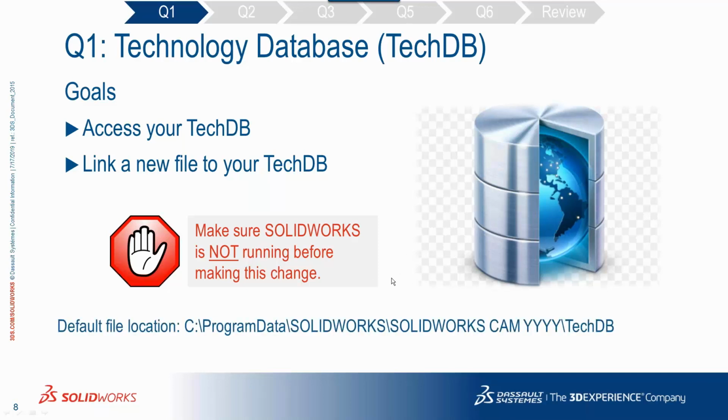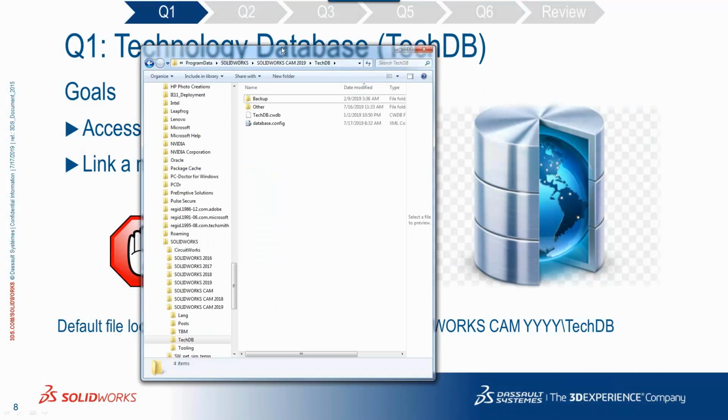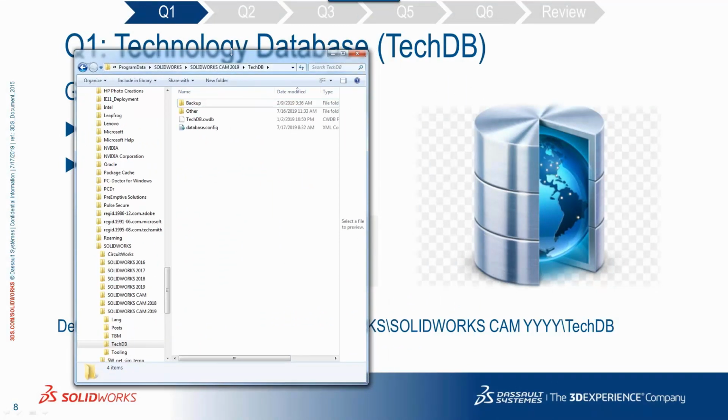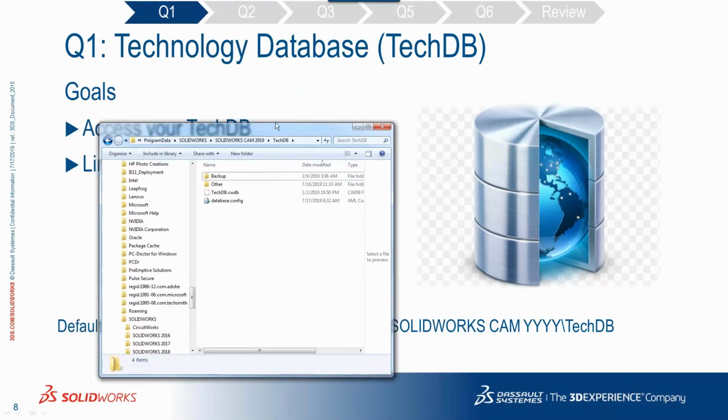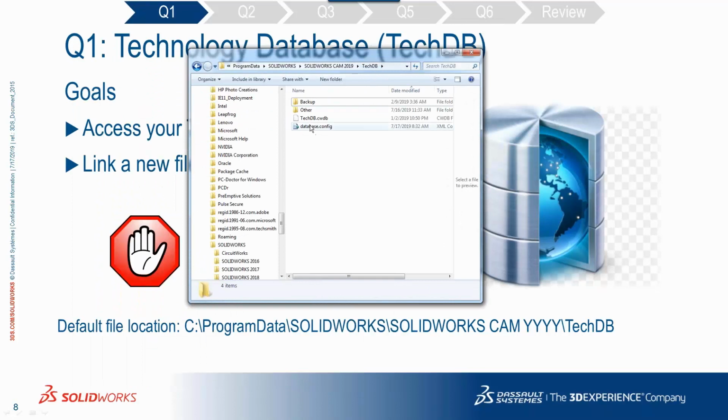The default file location is under C, Program Data, SOLIDWORKS, SOLIDWORKS CAM followed by the year, so it'll be either 2018 or 2019, and then TechDB. Now, I already have this location navigated to on my end. And when you navigate to this file location, you're going to come across a file called TechDB with the file extension CWDB right here.